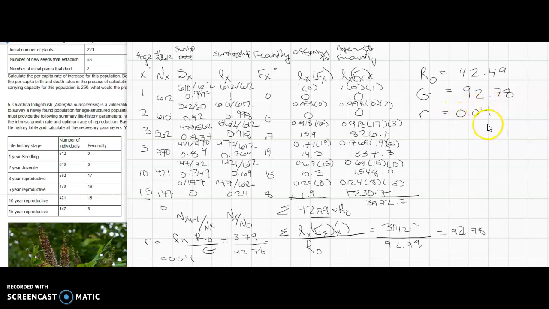And then I also asked you for the optimum age at reproduction, and for that you're just looking for the largest age-weighted fecundity, and it looks like this age is the biggest, so the optimum age is 5 years old.